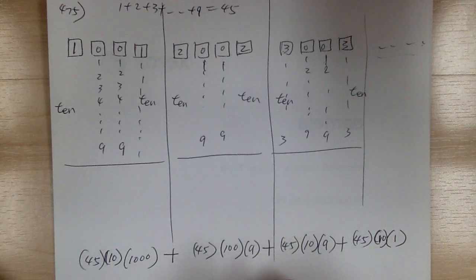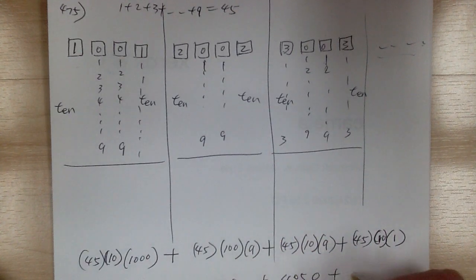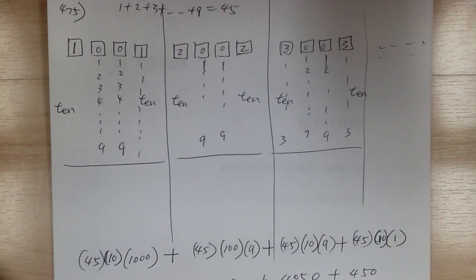And this will be 405 with 2 zeros. And this would be 405 with 1 zero. And this would be 450. Okay, you add all this together, give you 495,000.